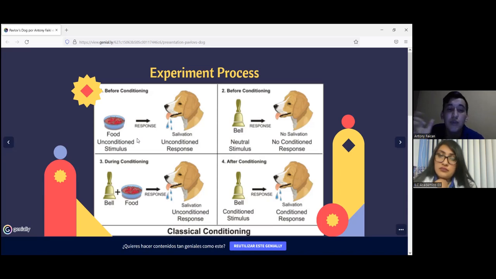Pavlov started to present the food and the sound of the bell together, and the dog started to salivate. Pavlov repeated this action for 4 or 5 weeks. And after these weeks, Pavlov just needed to ring the bell and the dog started to salivate. So in this case, the bell is the conditioned stimulus, and the salivation is the conditioned response.